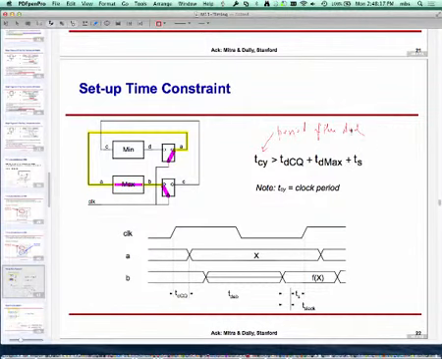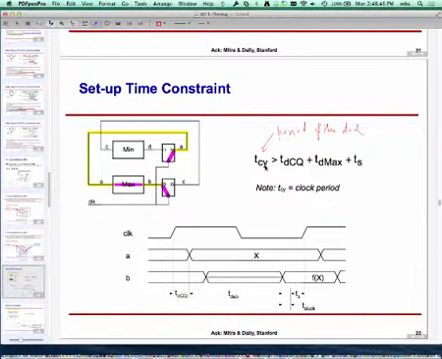So propagation delay of flip-flop plus the worst case delay through combinational logic plus the setup time for the successive flip-flop, all of that should be less than the period of the clock cycle. If it is not, then my data will not be ready in time, and so my setup time for the following flip-flop will not be met.